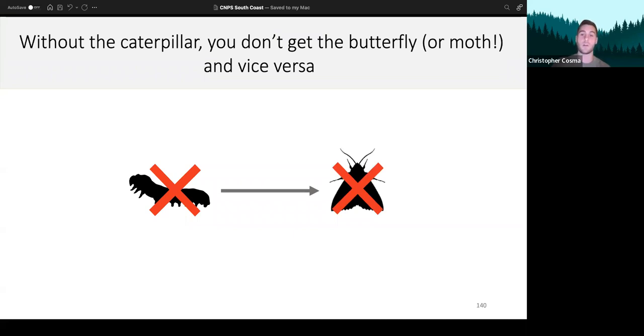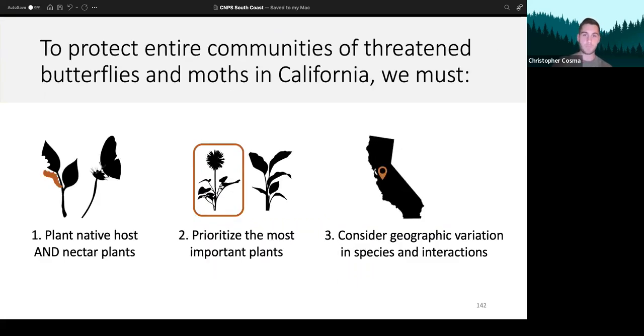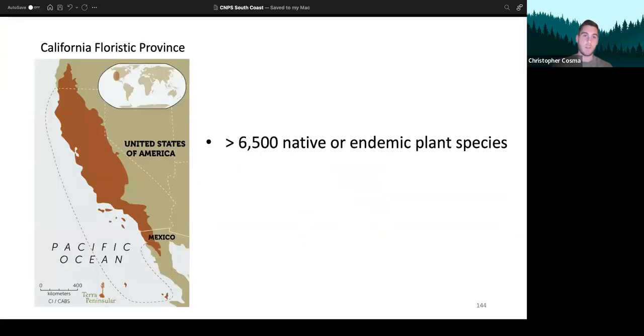Without supporting our adult butterflies and moths with the nectar plants that they need, we're not going to get those future generations of caterpillars. All right, so coming back to point number two here, the importance of prioritizing the most important plants. California is an extremely diverse state, and you may know that the California floristic province is one of Earth's biodiversity hotspots.